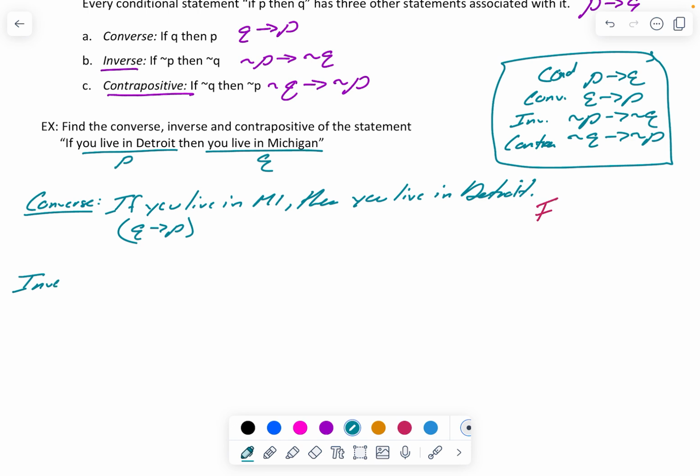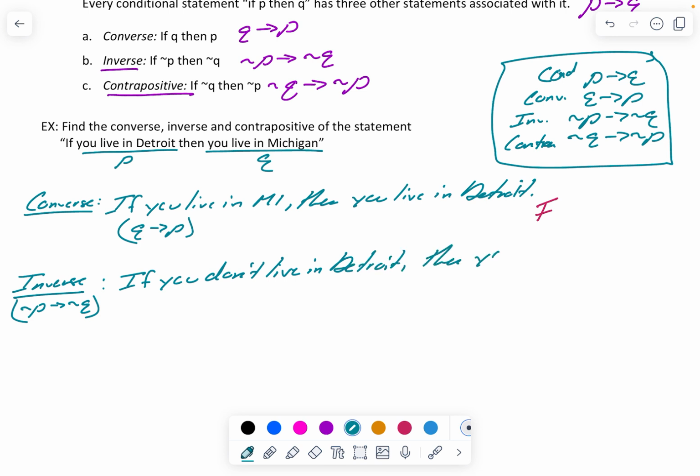The inverse, remember, is not P implies not Q. So the inverse is going to be if you don't live in Detroit, then you don't, or do not, right, live in Michigan. All right, what do you think about that one? True or false?